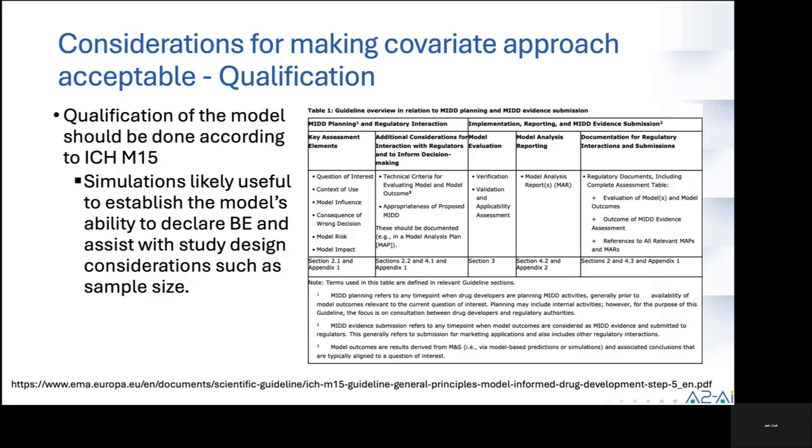Because we're going to use a statistical model, one should qualify the model. We have ICH M15 that talks about qualifications. And here, I won't go into the busy table, I just have it there for your use, that simulations will likely be very useful to establish the model's bioequivalence. You could compare two formulations that, say, have a 10% difference in AUC and Cmax to ensure that you'll have adequate performance. You can also use that to get sample size.